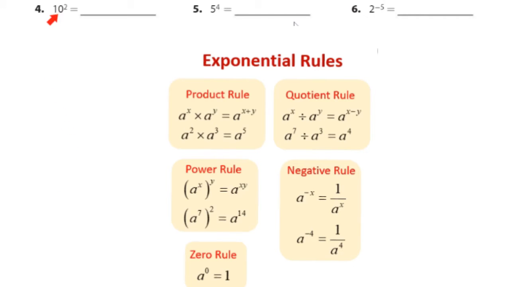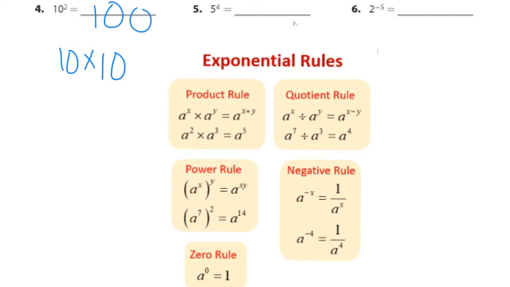Okay, so once again, 10 squared. Now 10 squared simply means 10 times 10. So you have 10 down once, twice, because there's a 2 here. What's 10 times 10? 10 times 10 is 100, so the answer is going to be 100.